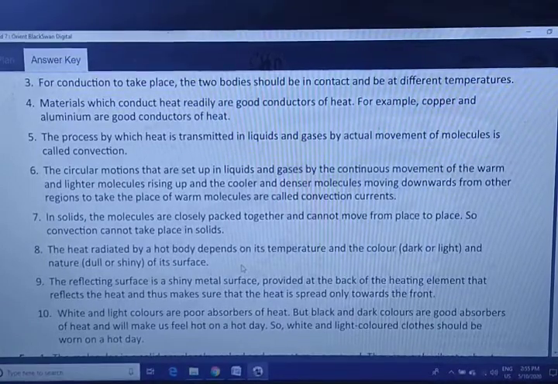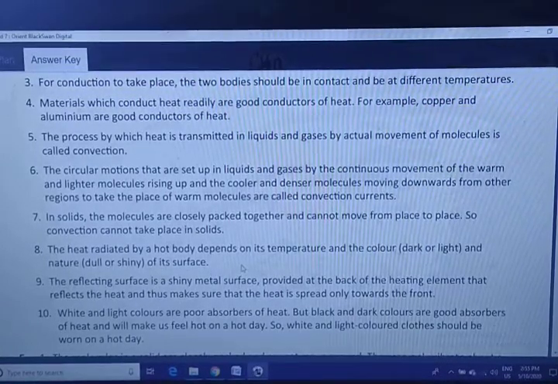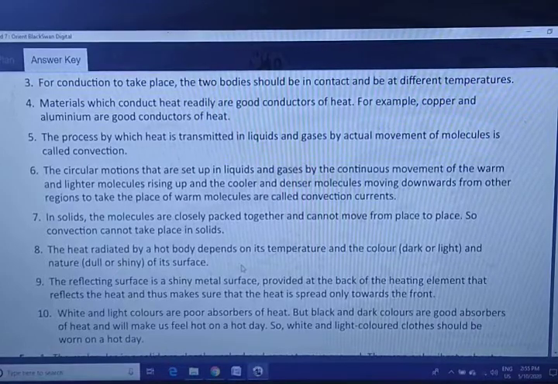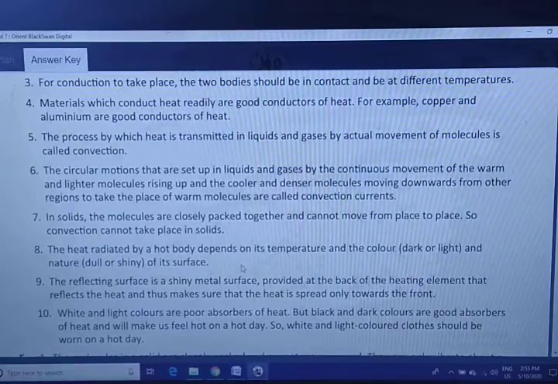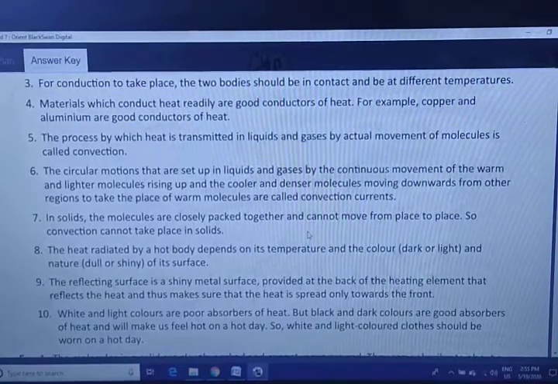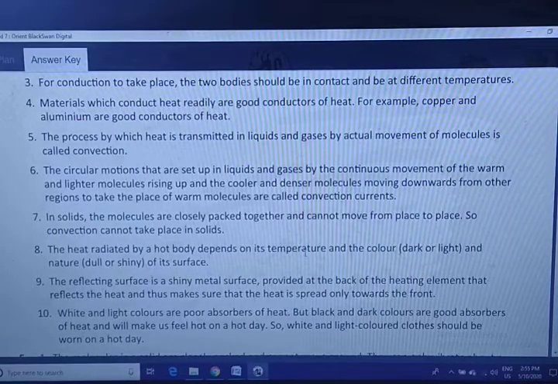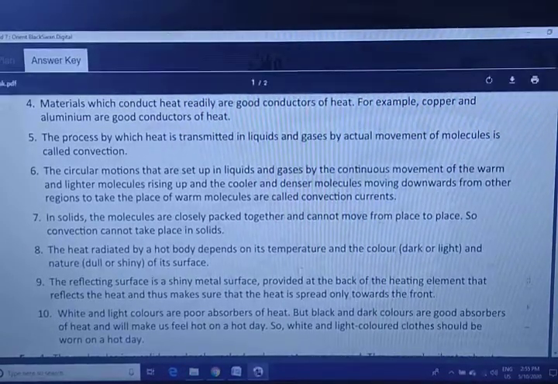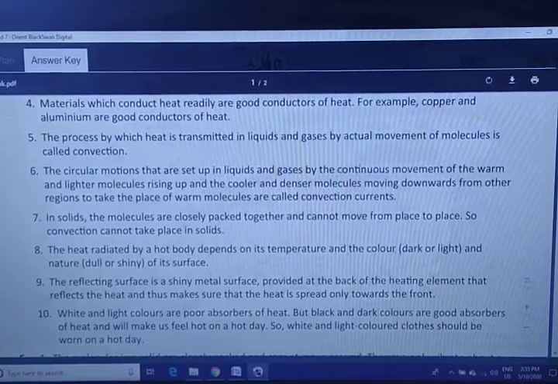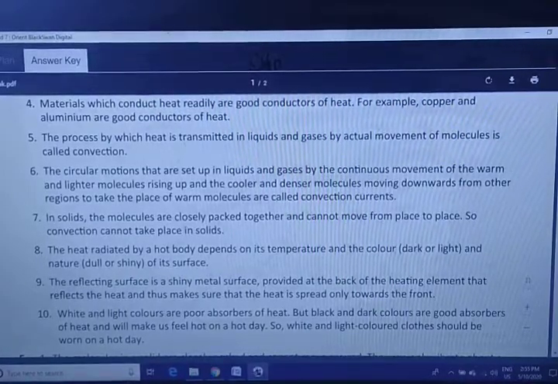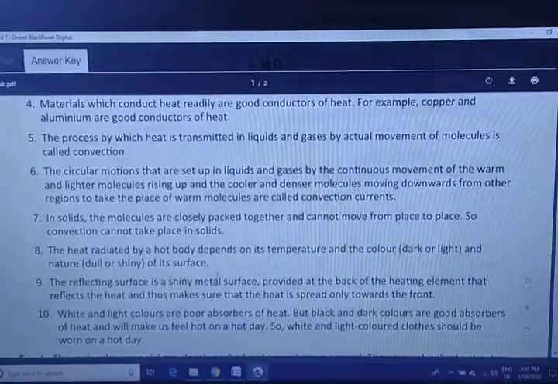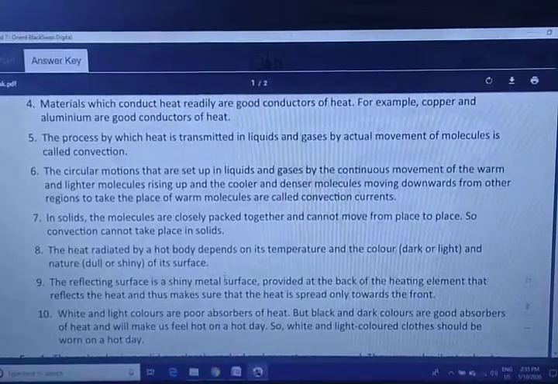Now 7th one, can the transfer of heat by convection occur in solids? In solids the molecules are closely packed together and cannot move from place to place, so convection cannot take place in solids. Now the 8th question, on what factors does the heat radiated by a hot body depend? The heat radiated by the hot body depends on its temperature and the color and the nature of its surface. Already I had explained this answer while explaining the chapter. If you have not seen it, then please see that video.